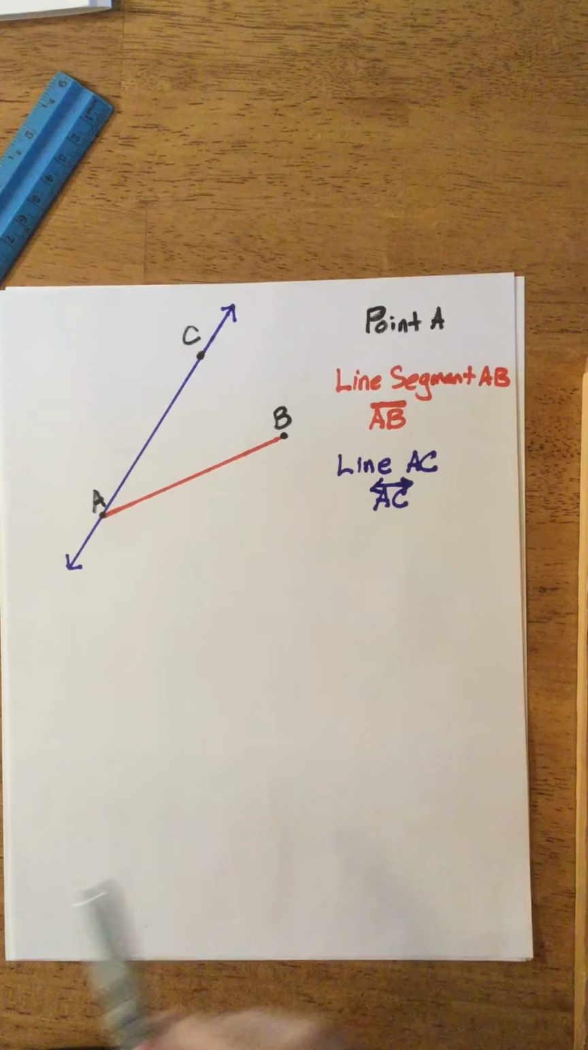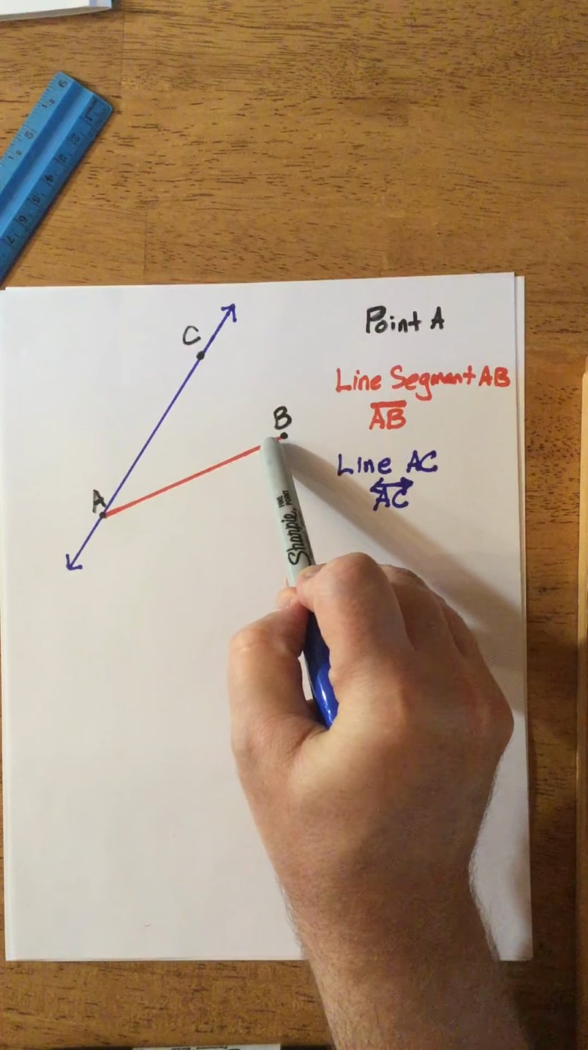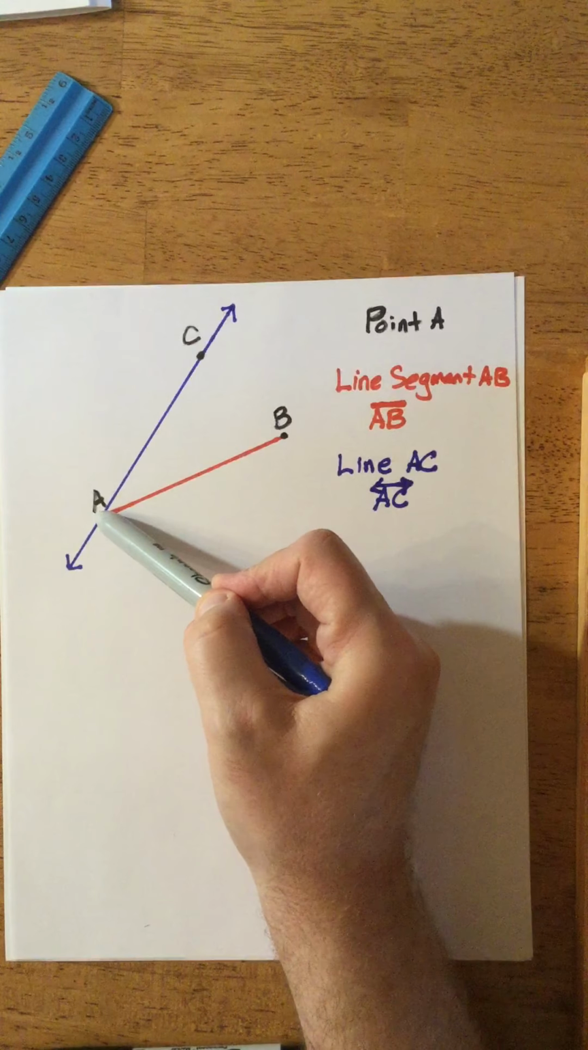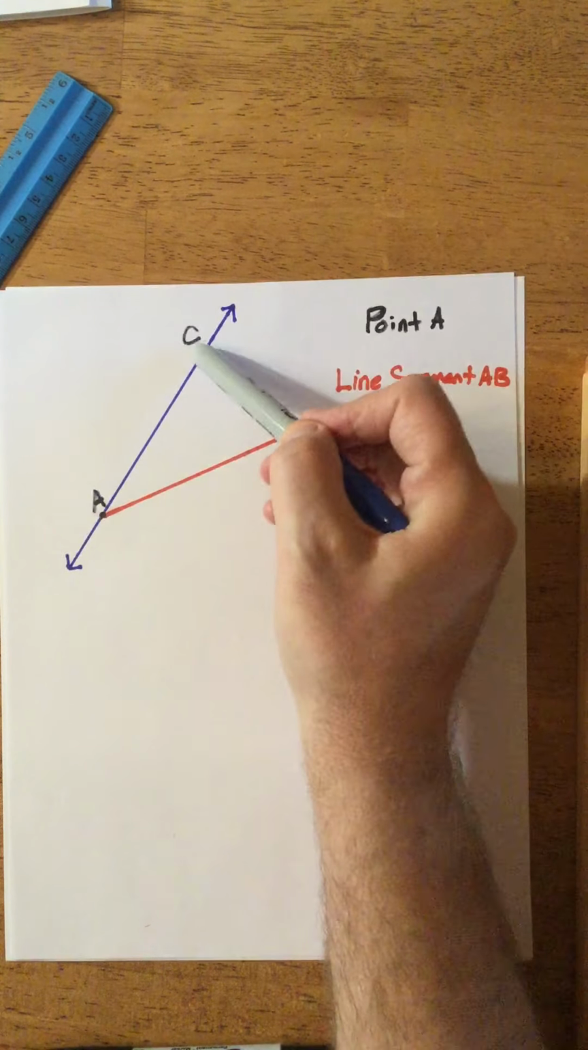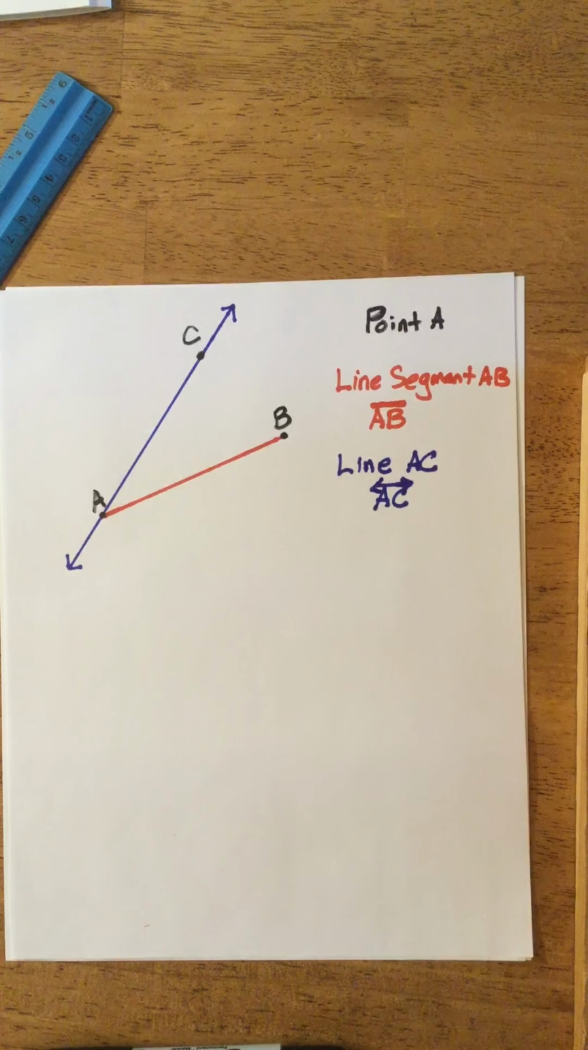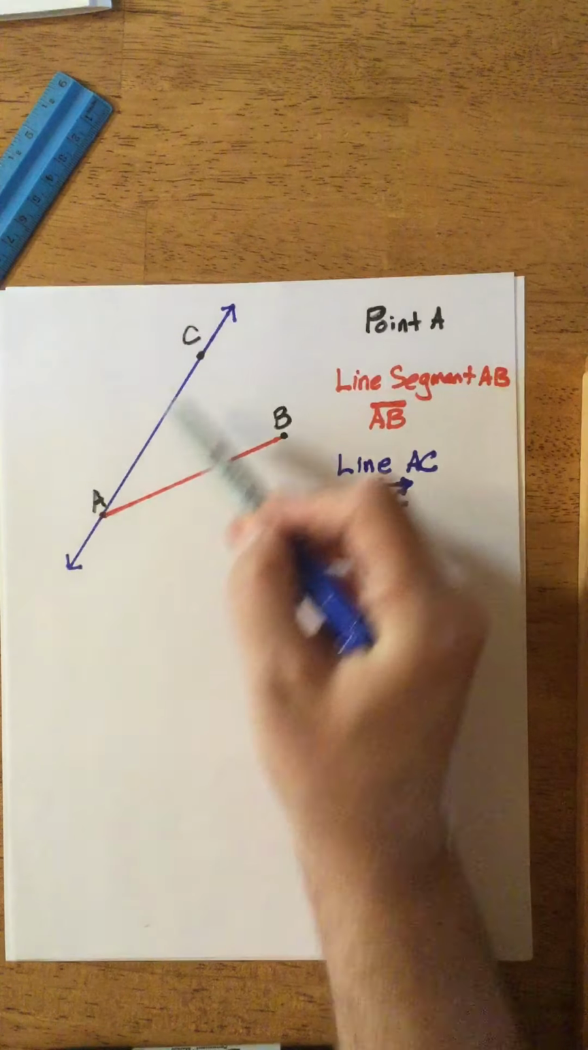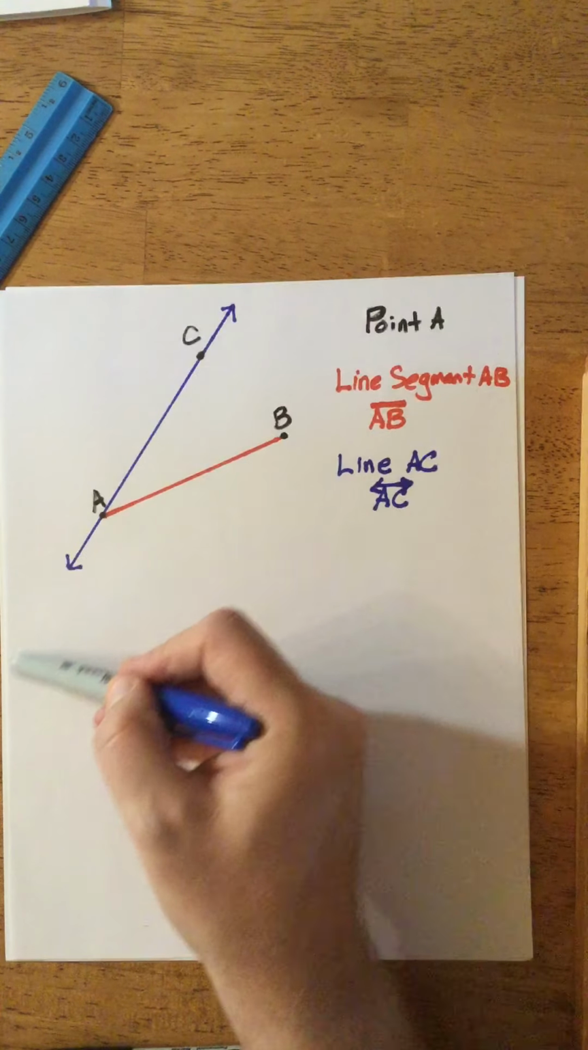So I want you to think about, how is line segment AB different from line AC? So how are those two different from one another? And we could say, well, one's longer than the other, one's shorter than the other. But I really want you to see that line segment AB has a beginning and an end, where line AC, we mark it with the arrows to indicate that it will go on forever.